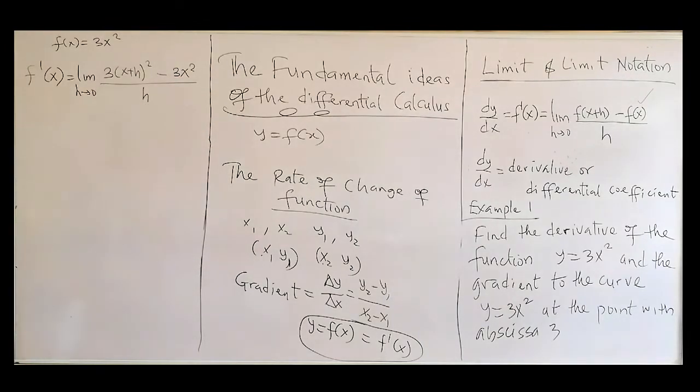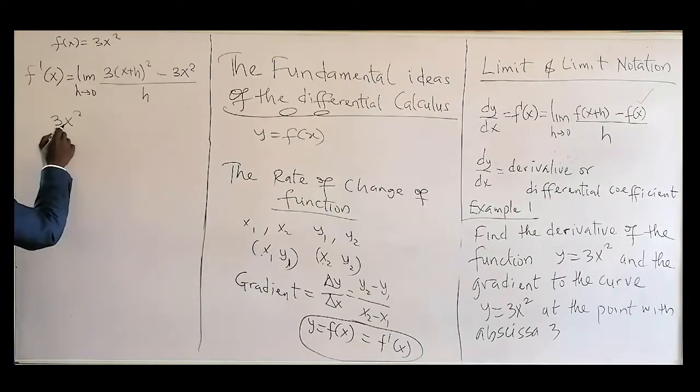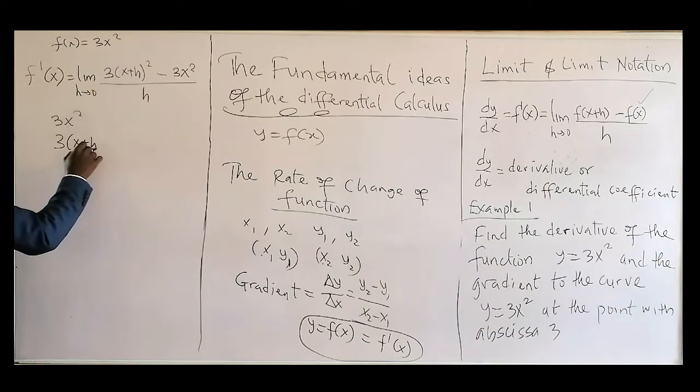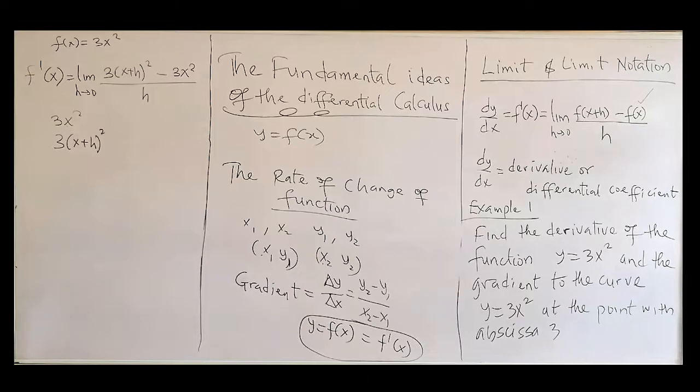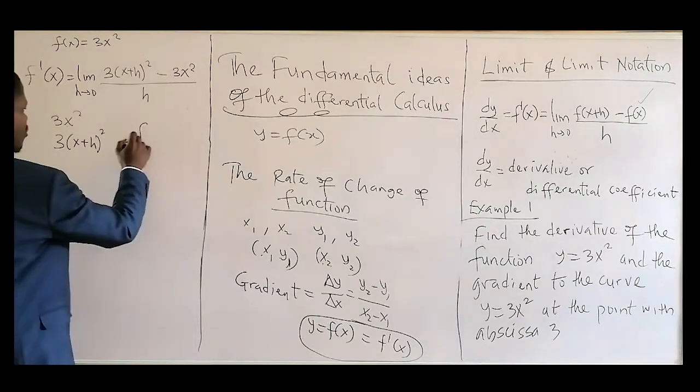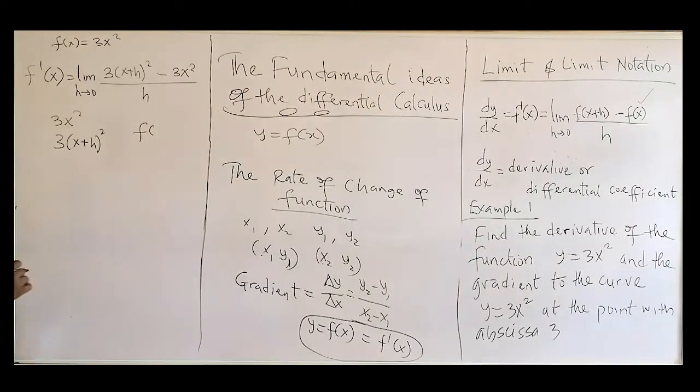Let me explain again. The function is 3x squared. And for the increment, wherever you see the x value, you write x plus h, then you square it. And f of x is the original function, just put it there. So that's what we have now.